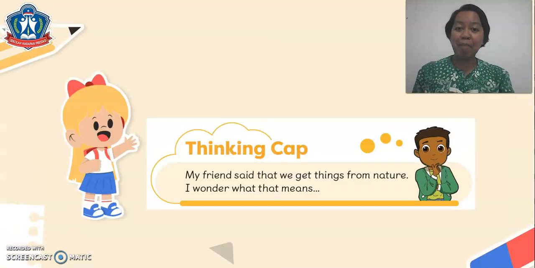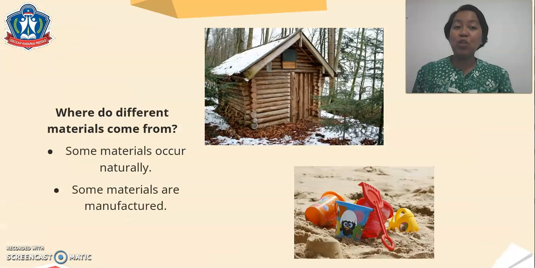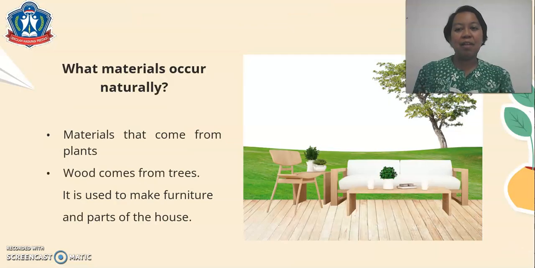For our thinking cap, my friend said that we get things from nature. I wonder what that means. Where do different materials come from? Some materials occur naturally. Some materials are manufactured. What materials occur naturally? Materials that come from plants.